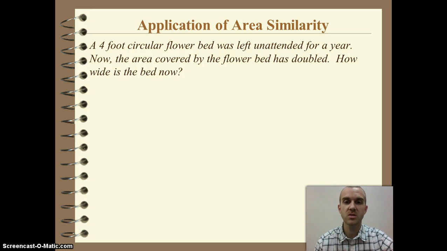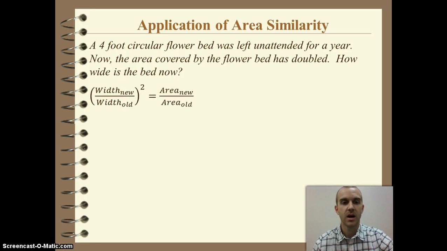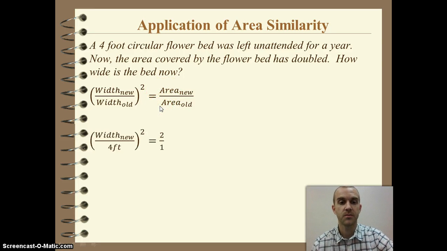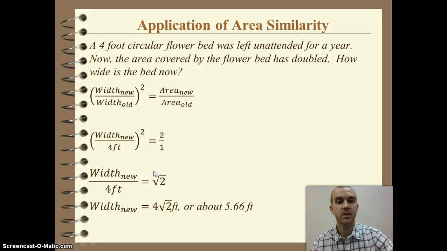So what I can use is that scale factor relationship between the widths and the areas. I know that the width for the new bed divided by the width for the old bed squared will equal the ratio of the areas. So I can use the information I have. I know that I don't know my new width, but I know that the old one was 4 feet, and I know the ratio of their areas should be 2 to 1. So if I take the square root of both sides and then multiply by 4, I should get that the width of the new flower bed should be about 4 square root of 2 feet, or 5.66 feet.